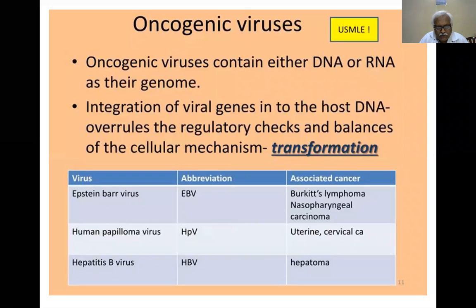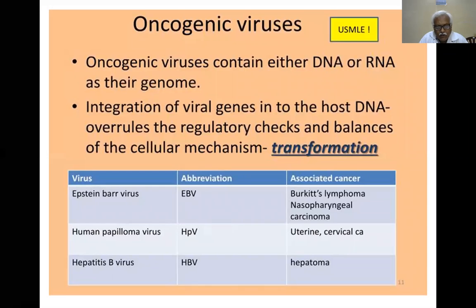Epstein-Barr virus is abbreviated as EBV. Wherever you see EBV, you have to take it for granted that Epstein-Barr virus is being mentioned. The associated cancers are Burkitt's lymphoma and nasopharyngeal carcinoma. Nasopharyngeal carcinoma mostly affects the nose and the larynx.